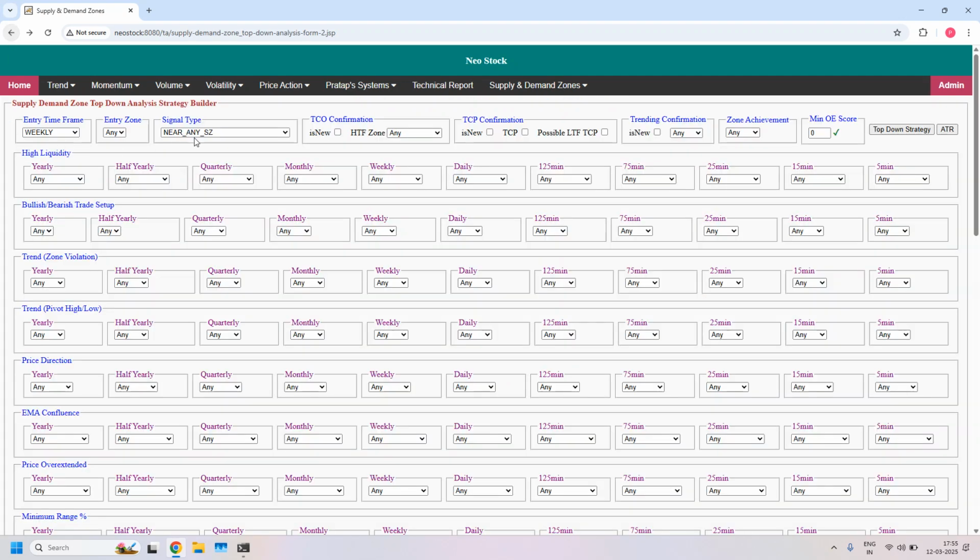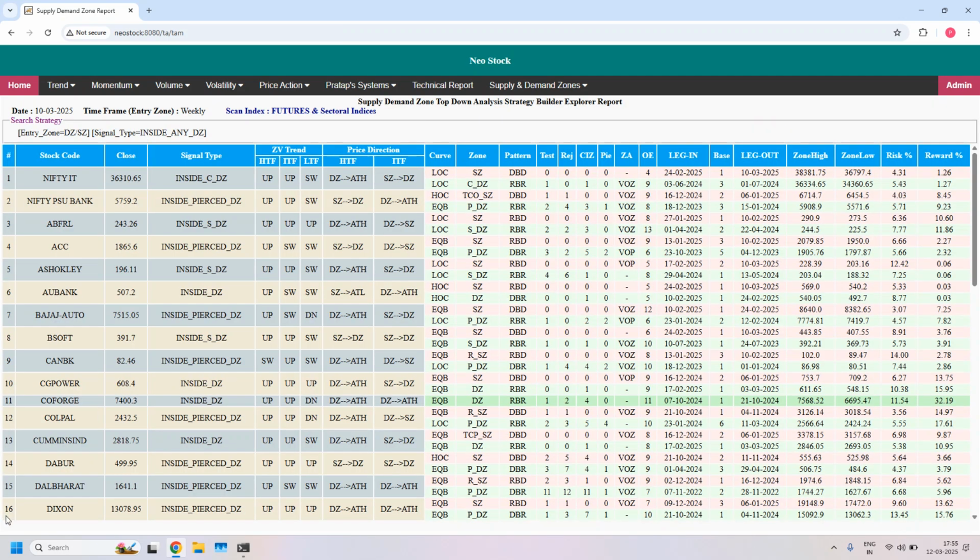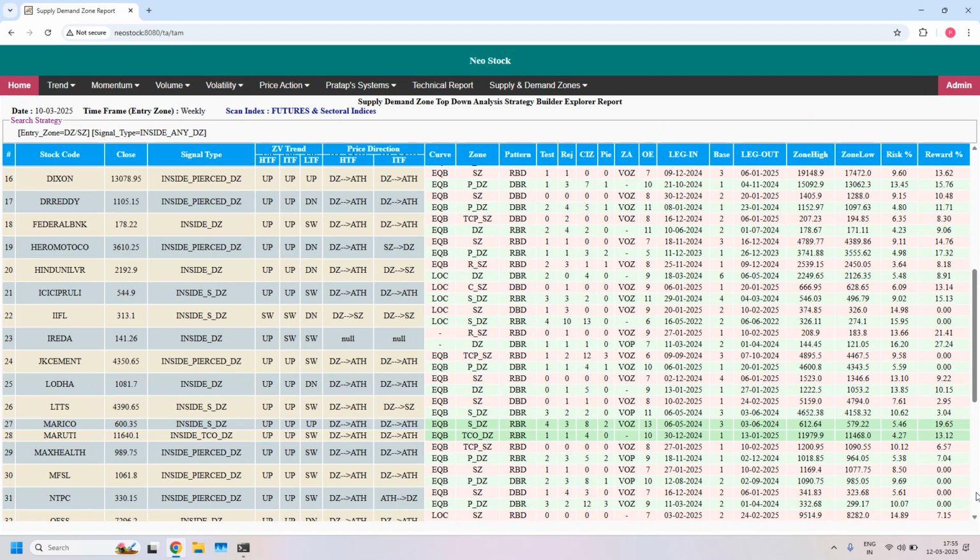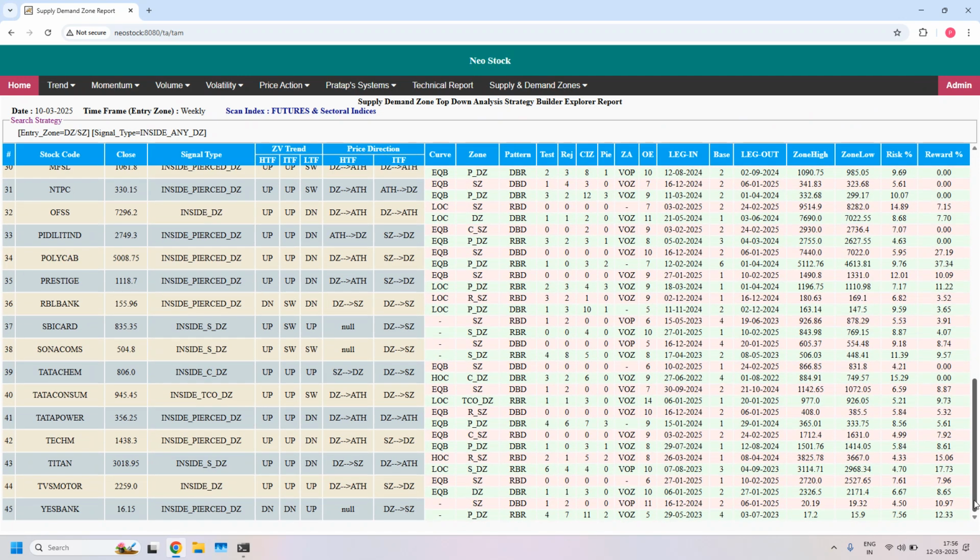Next, price closed inside the weekly demand zone. First 16 stocks in the list. I'm scrolling the list down. So total 45 stocks are filtered. Out of these 45, how many weekly demand zones are having weekly EMA confluence? Let's filter.